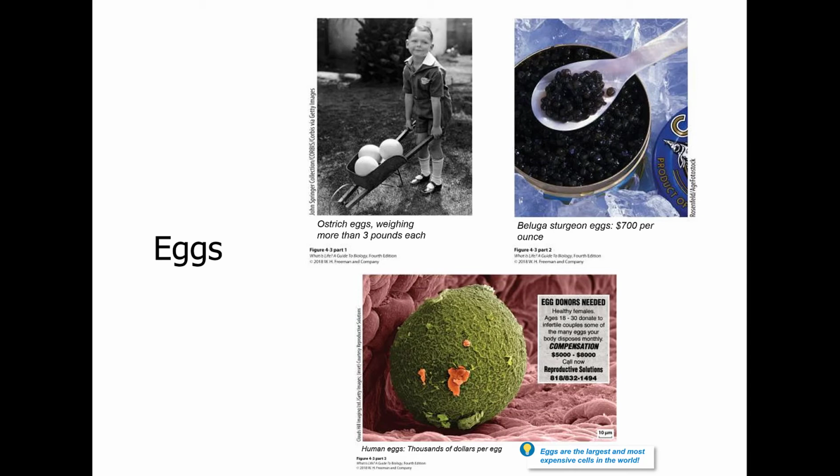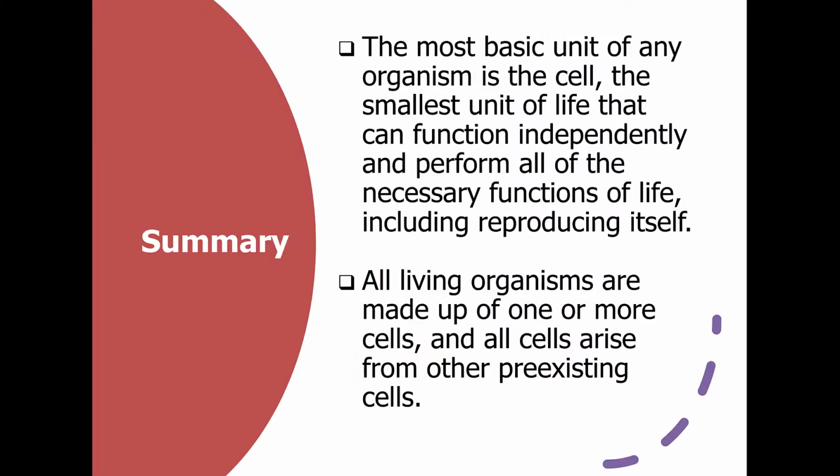Ostrich eggs weighing more than 3 pounds each. Wow. Sturgeon eggs, $700 per ounce. Human eggs, thousands of dollars per egg. Wow. It's interesting that it's uniform in terms of how these things exist to some degree. The basic unit of any organism is the cell.